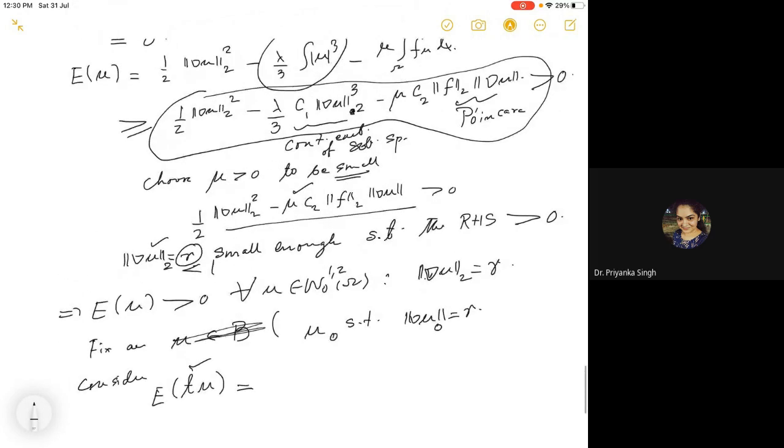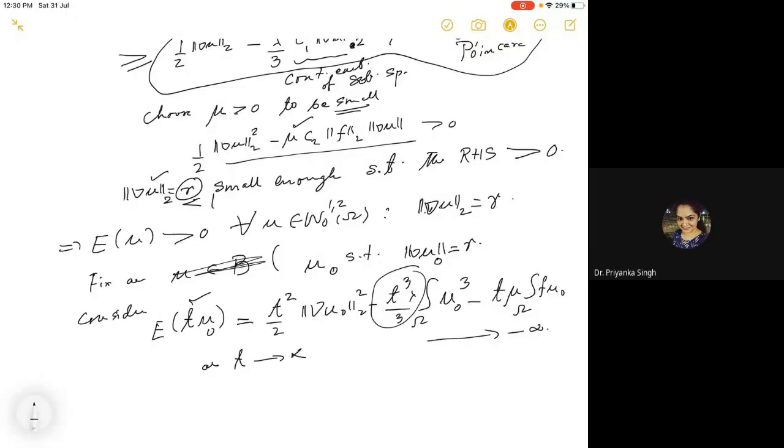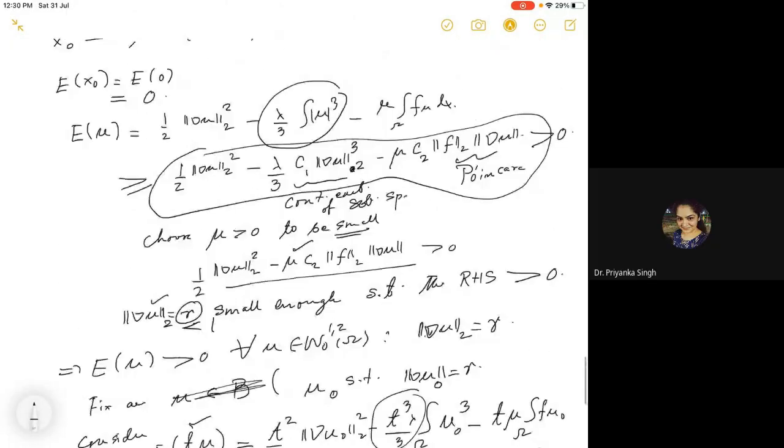So you just get t squared by 2 E of t u naught, squared, and then you have t cubed lambda by 3 u naught cubed minus t mu f u naught. Now, as t goes to infinity, this goes to minus infinity because t cubed is the dominating term here. So what you find is that at 0, the value was 0.